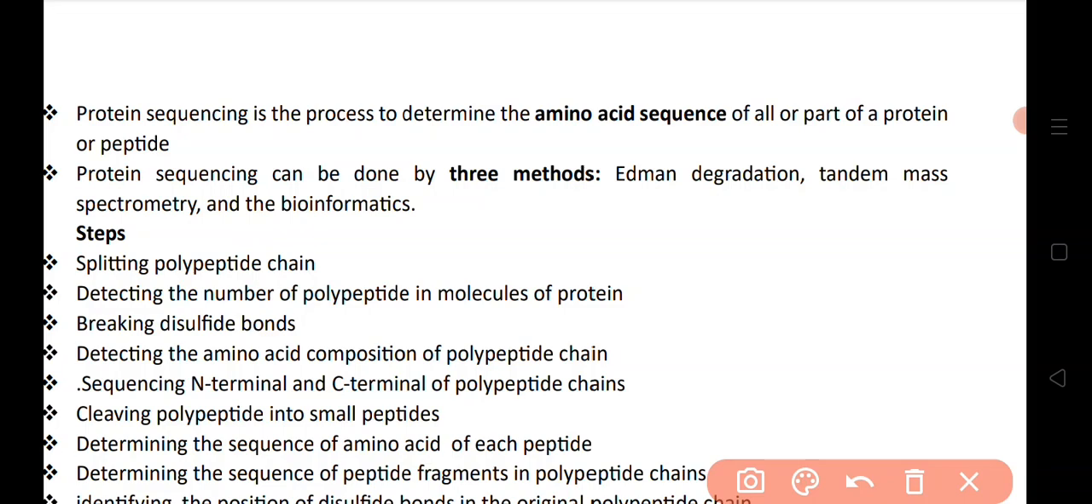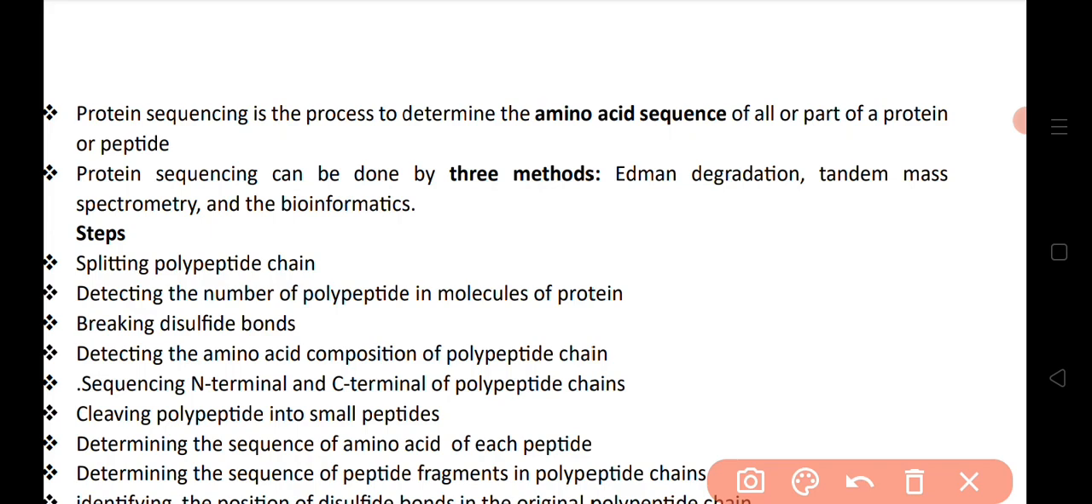Protein sequencing means determining the amino acid sequence of part of a protein or peptide. The methods which we mostly use in protein sequencing are three methods. These are Edman degradation, tandem mass spectrometry, and bioinformatics. These methods are mostly used in protein sequencing. The steps which we use in protein sequencing are the following.